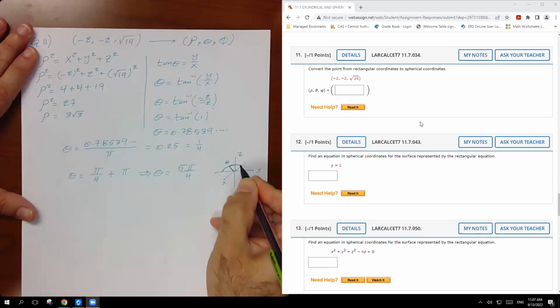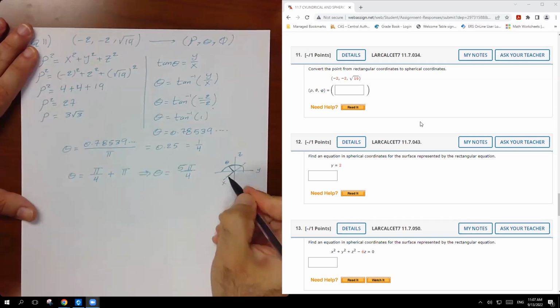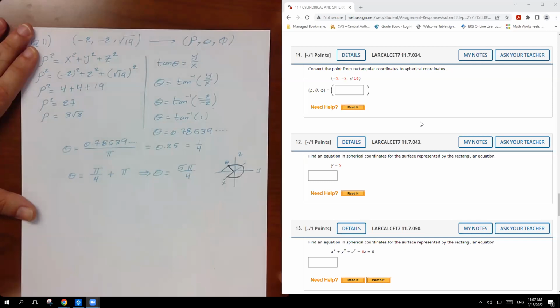So it's going to be from the origin, the x axis, not here. That means from x, we're going to go to here and stop. It's going to be our theta, which is 5 pi over 4.